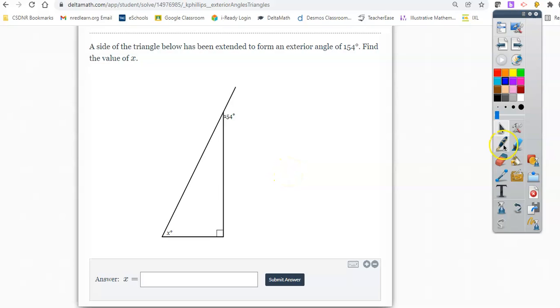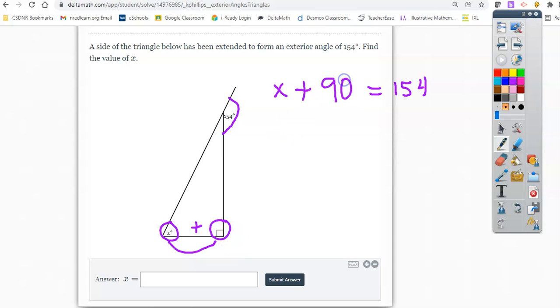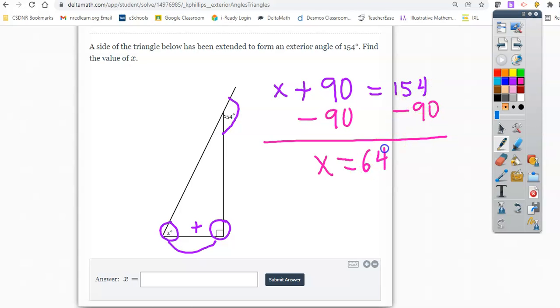Okay, I know an exterior angle, and I want to know a remote angle. So I have to know that the exterior angle is equal to the sum of the two interior remote angles. So that's x plus a square box. Square box is always 90. So subtract 90 from both sides.